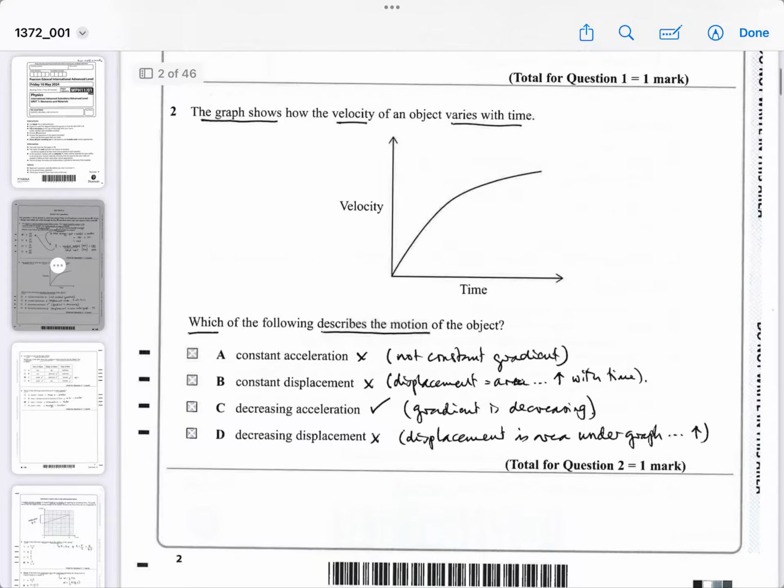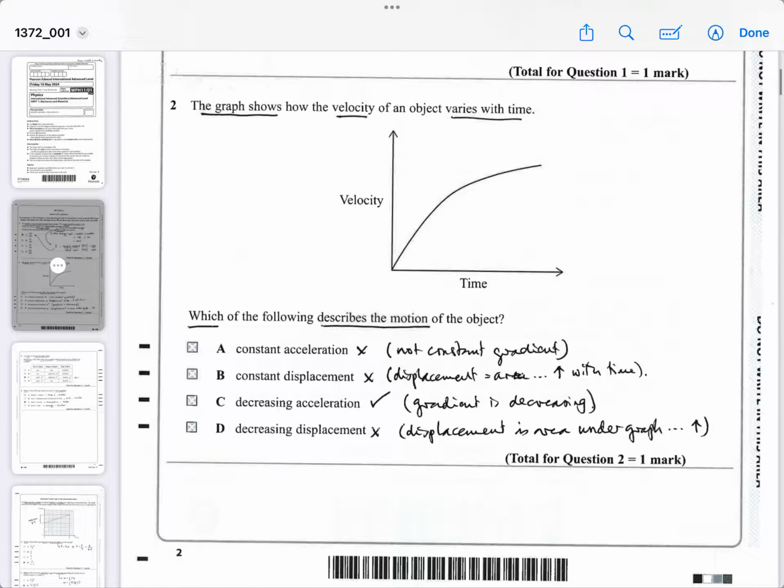Okay, the graph then shows for question 2 how velocity of an object varies with time, which describes the motion of the object. Is it constant acceleration? Well, it's not, because that would be a constant steepness. It's not a constant gradient. Constant displacement, well, the displacement's the area. Yeah, and obviously this is going up with time, so it's not a constant displacement.